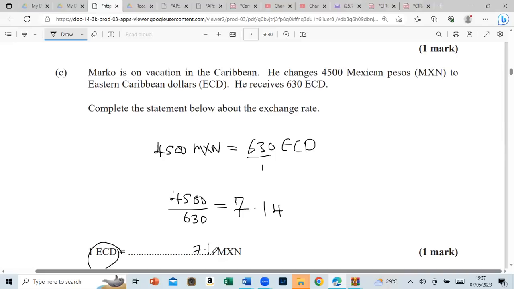Clearly you can see that the Mexican peso has less value, right? One Eastern Caribbean dollar is worth more than one Mexican peso, which is 7.1. So if we multiply 630 by this, that should give us the 4,500. That's how the rate works.